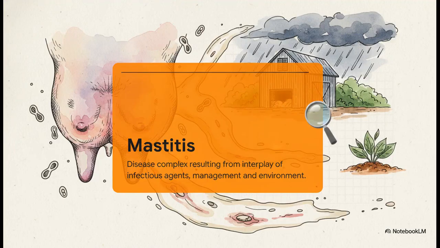To really ground our understanding, let's look at the textbook definition. The word itself actually comes from the Greek mastos, meaning breast, and itis, meaning inflammation. But biologically speaking, it's a complex disease that results from a really intricate interplay between infectious agents, a farmer's management practices, and environmental factors. You see, when a cow contracts mastitis, it doesn't just cause swelling. It fundamentally alters the physical, the chemical, and the microbiological makeup of the milk itself, and that goes alongside some severe pathological changes to the mammary glandular tissue.